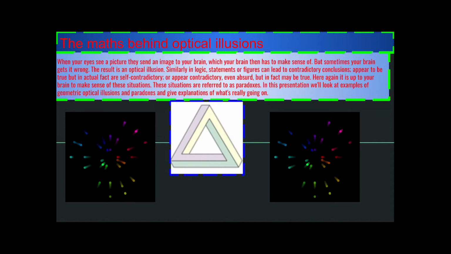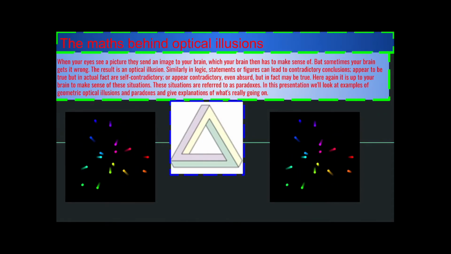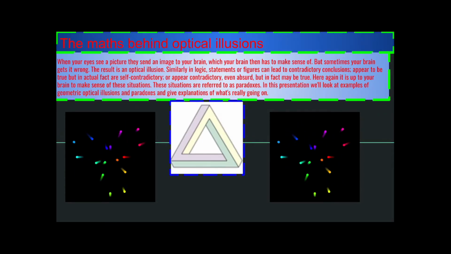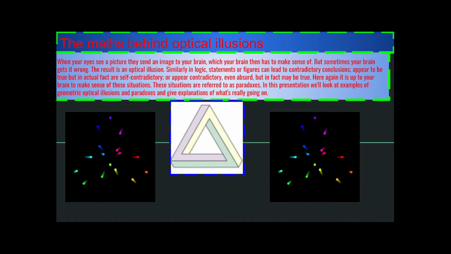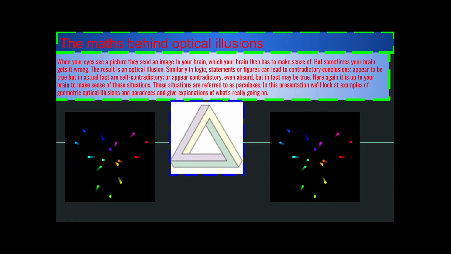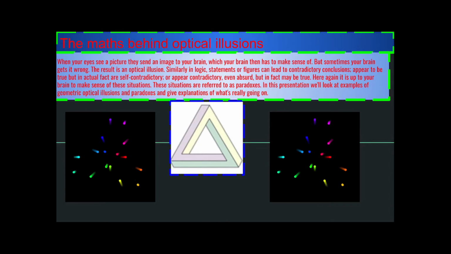Optical Illusions by Oscar, Amelie and Juliette. In this presentation, we will be looking at paradoxes. Paradoxes are pictures that your brain sees differently from the real image.